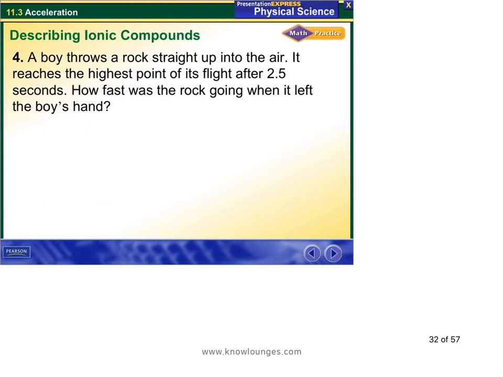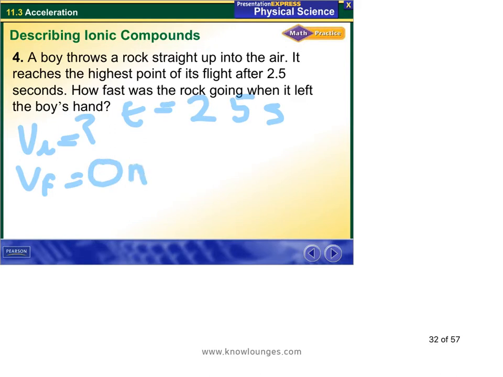Fourth example. Boy throws a rock straight up in the air. It reaches its highest point at the rock after 2.5 seconds. How fast was it going when it left his hand? So time, 2.5 seconds. We want to know how fast it was going when it left its hand, so we're trying to find v sub I. The final velocity, when it reaches the top of its arc, as it's going up and up and up, it's going to be slowing down. So when it finally gets to the top, it's going 0 meters per second.